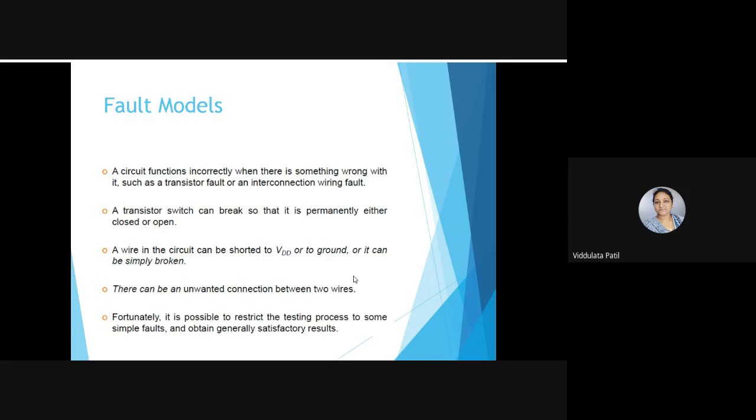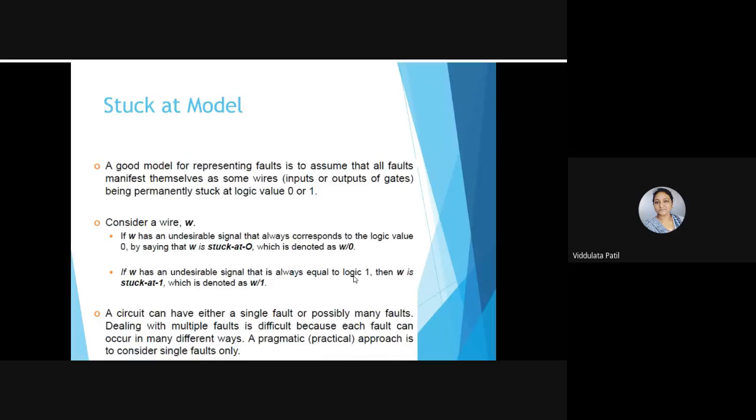Fortunately it is possible to restrict the testing process to some simple faults and obtain generally satisfactory results. So there are certain simple tests with which we can test the circuits, and then we can get satisfactory results for that fault model. Let us see the different types of faults now. The first fault is the stuck-at model.